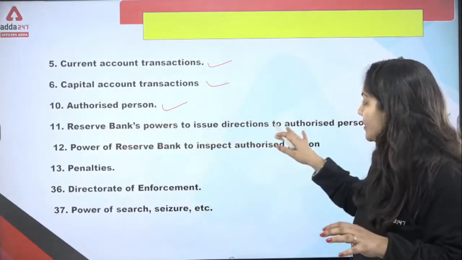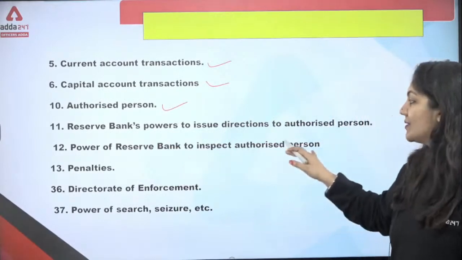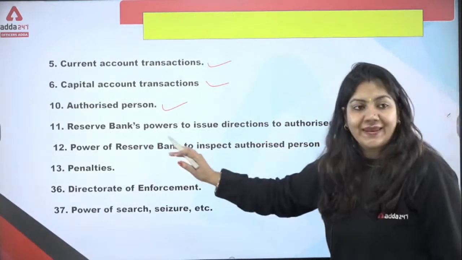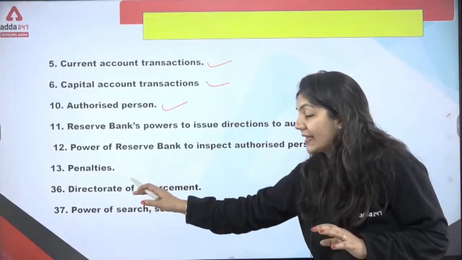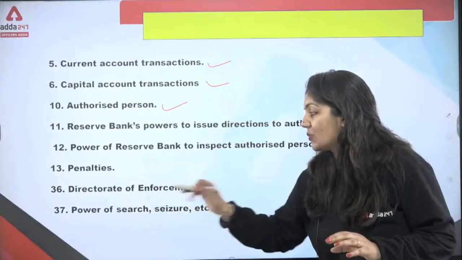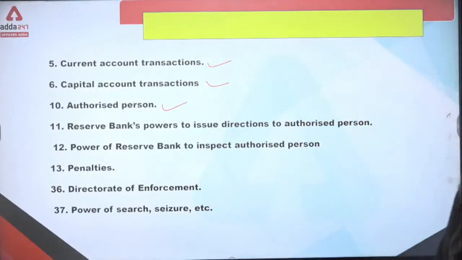Reserve Bank power to issue direction to authorized person, power of Reserve Bank to inspect authorized person, penalties are there, directorate of enforcement, and the last one is power of search and seizure. So kindly note down these sections.